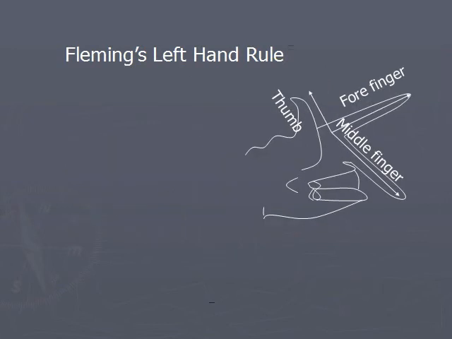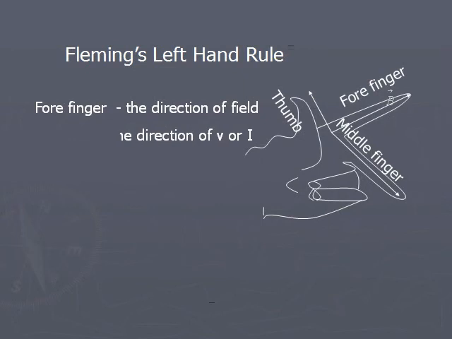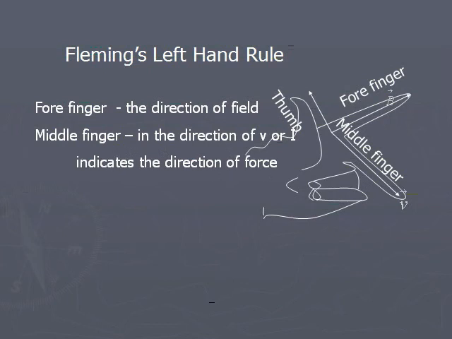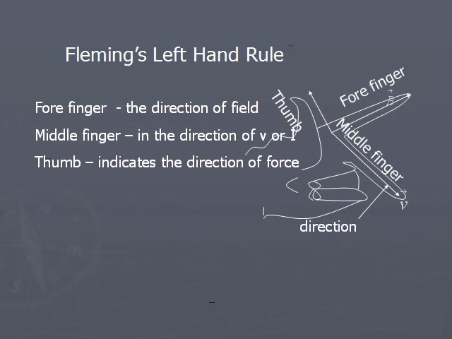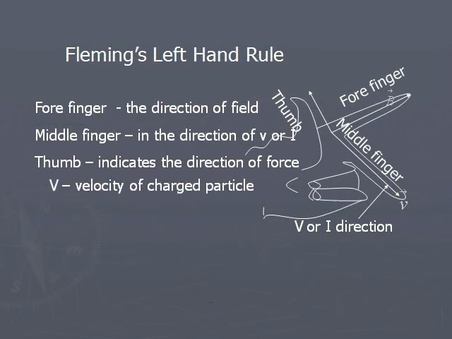Place the forefinger in the direction of magnetic field, which is indicated by B bar, and the middle finger in the direction of current or in the direction of velocity of a positively charged particle. The middle finger in the direction of the current, forefinger in the direction of magnetic field. Then the thumb indicates the direction of force. This is known as Fleming's left-hand rule.